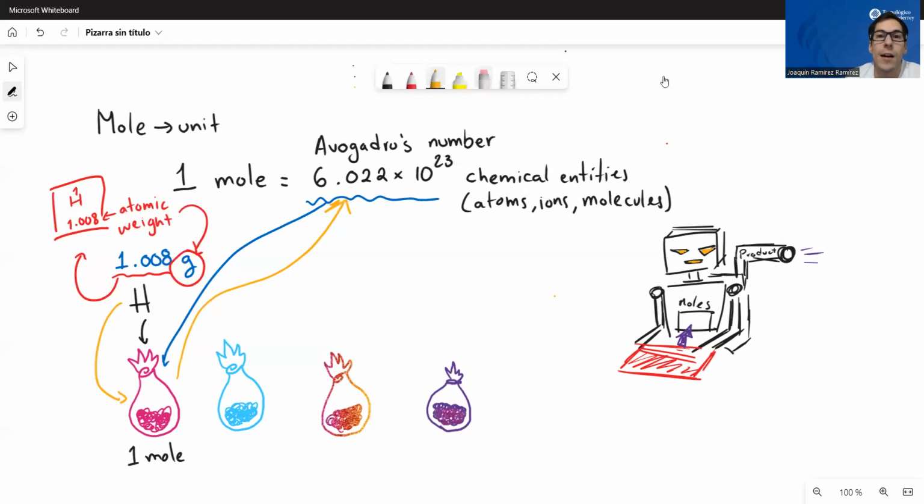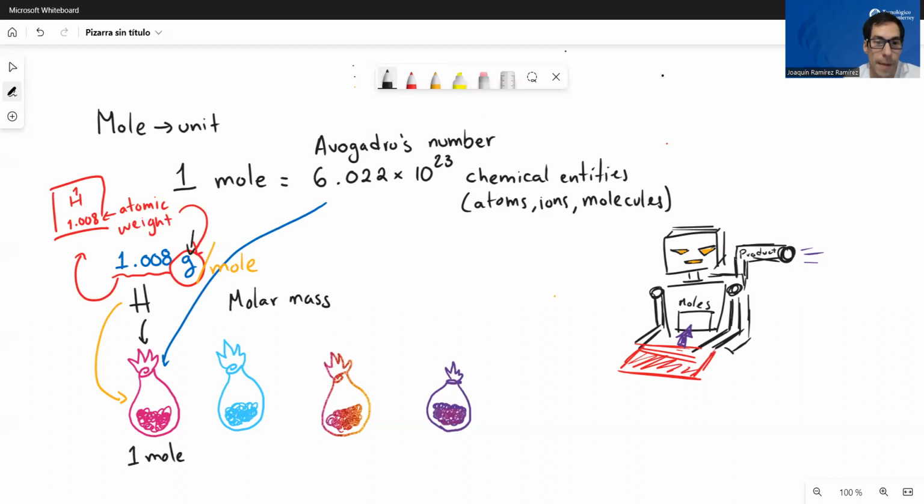Okay? So because this mass corresponds to the mass of 1 mole, we can express this as the molar mass, that is grams per mole. So this is an important concept. The molar mass of any substance is the mass in grams that weighs 1 mole of that substance. And remember, 1 mole is exactly equal to Avogadro's number of chemical entities.